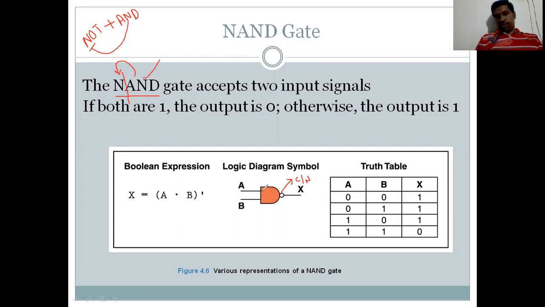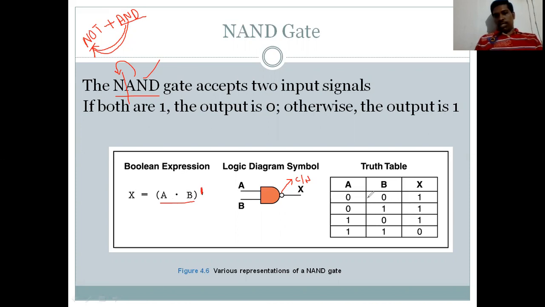See, first what I have said there, AND. So what is AND? A into B, that is AND. Multiplication of A and B is AND. And this AND is being linked with the NOT. Therefore, A into B whole bar. See here, bar is there. So A into B whole bar is the expression for the NAND gate.